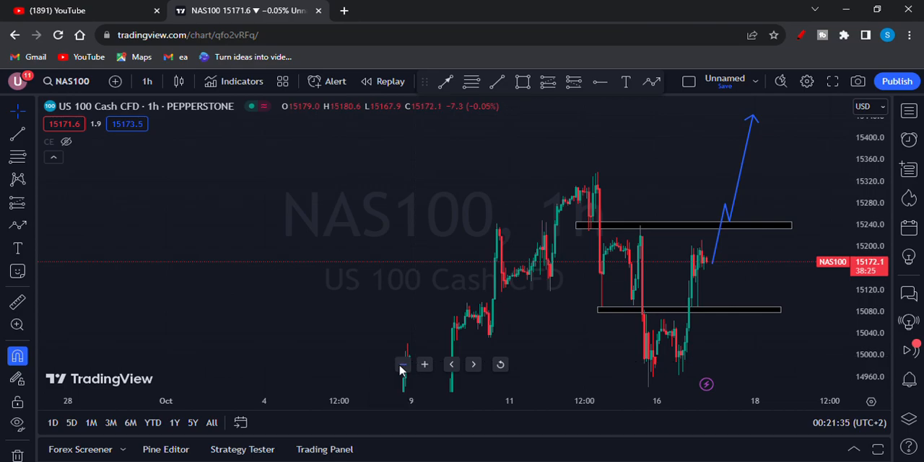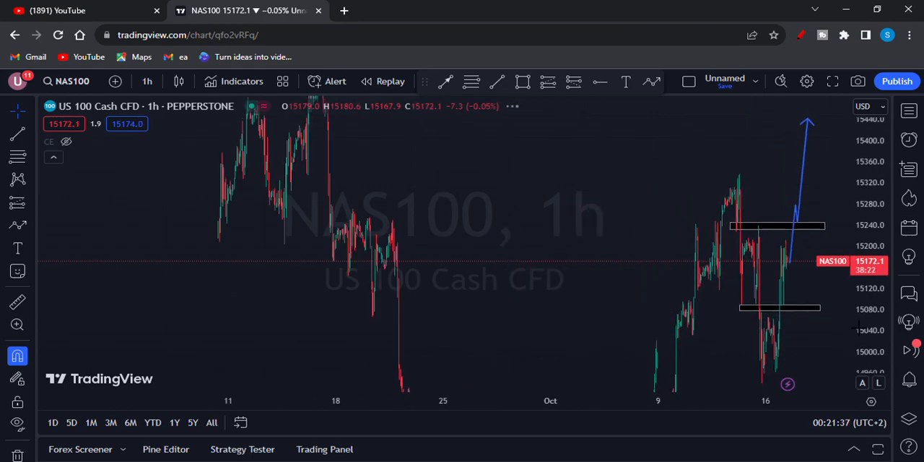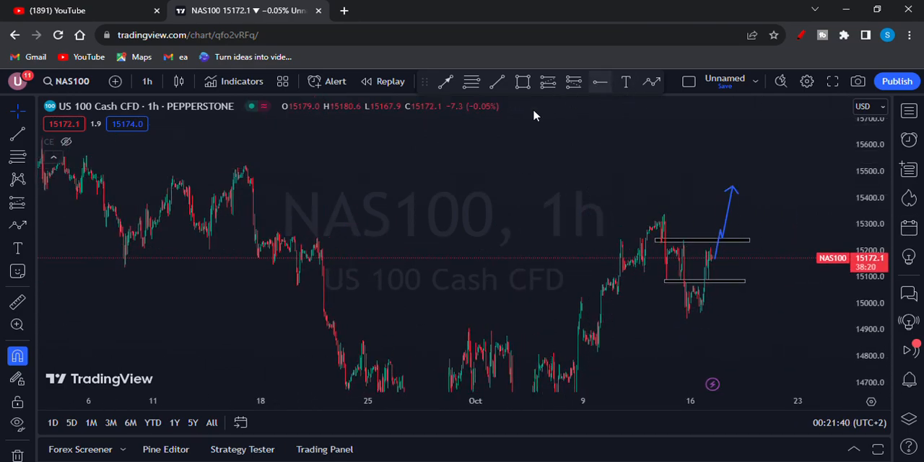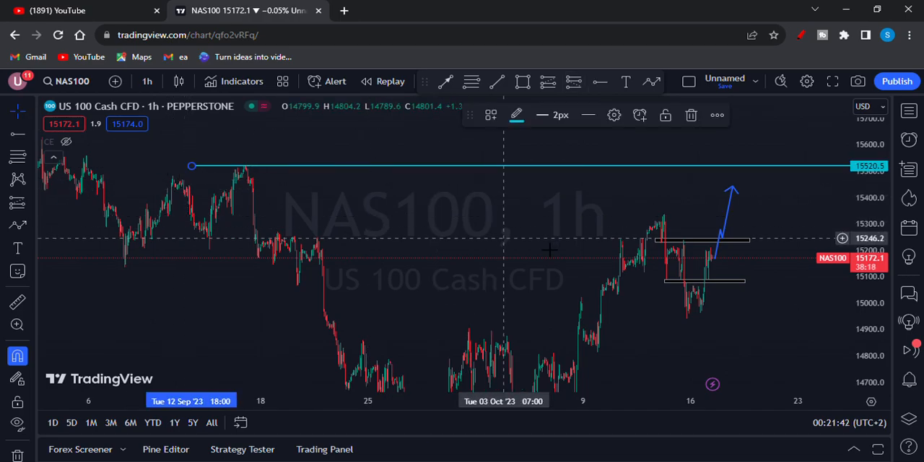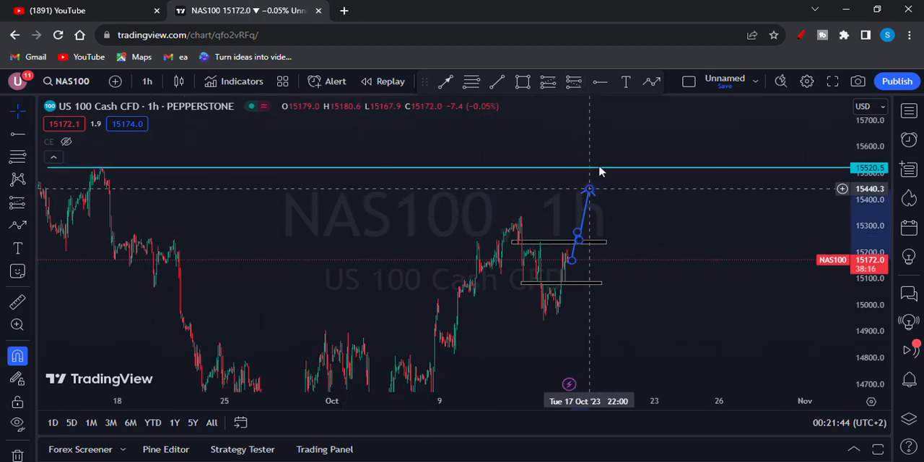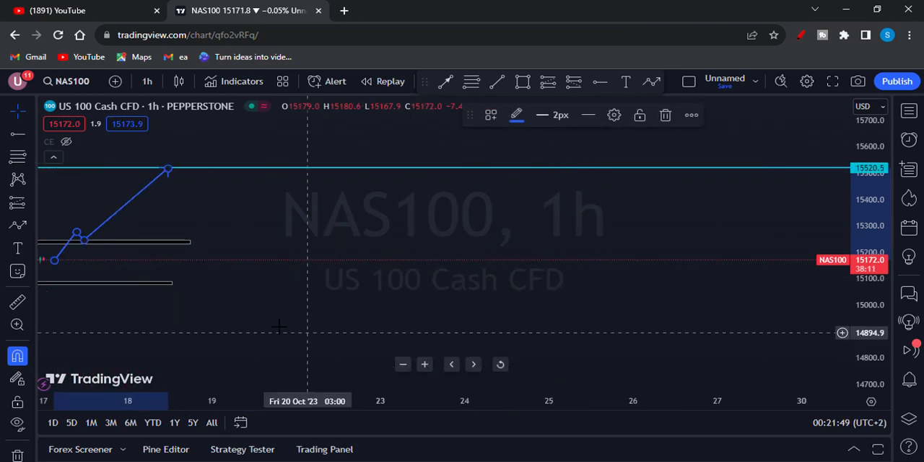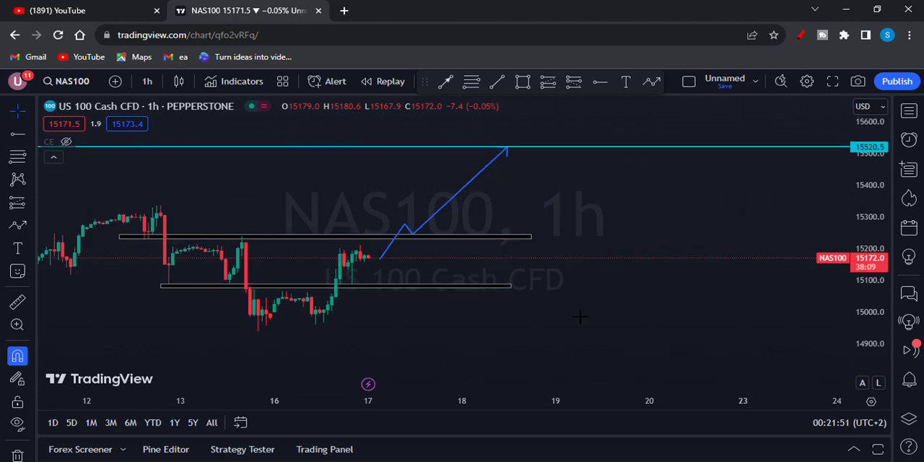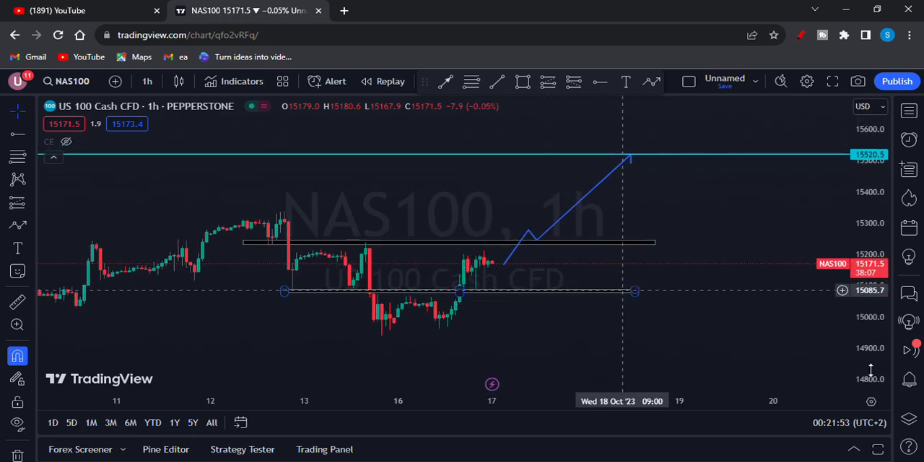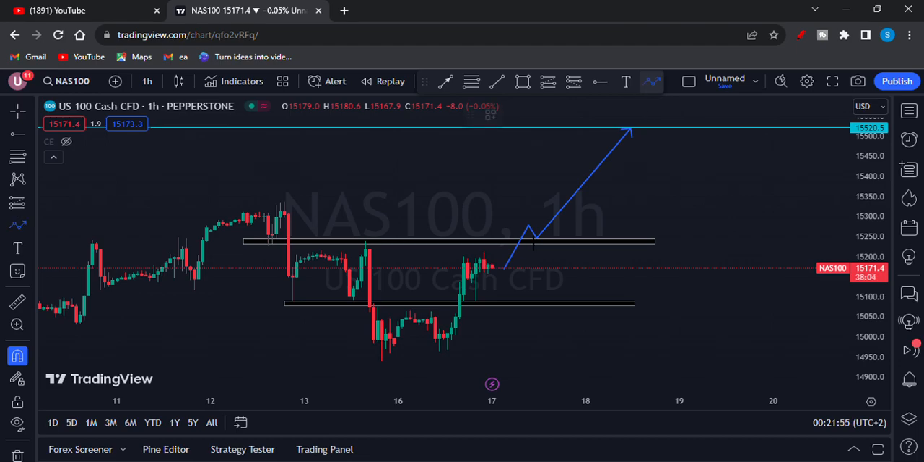So my potential TP is going to be right there. And then if this doesn't happen, then there is a possibility that we can retest this area and then continue with the overall trend. So that's my analysis for NASDAQ.